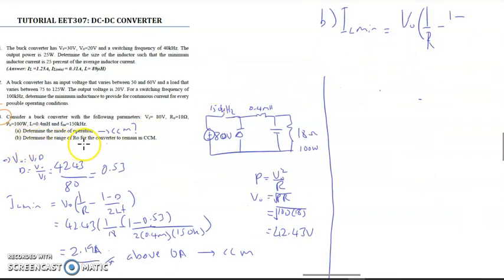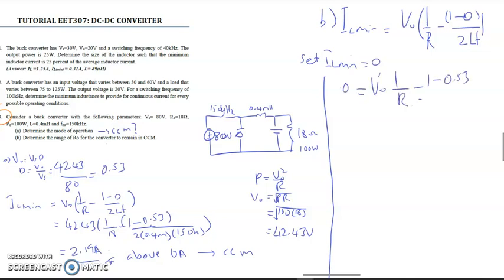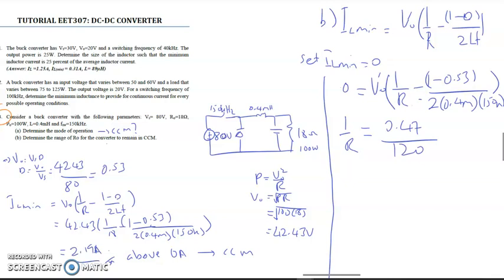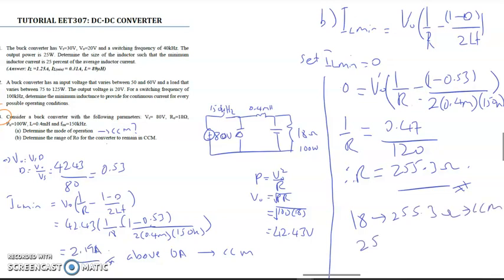So for part B, determine the range of resistor for the converter to remain in CCM. So we have here IL min equal to V out times 1 over R, the formula given here. So we set this IL min at 0, which means we calculate for R. So for R, with the given value of 0.4 millihenry and 150 kilohertz, we shall get R of 255.3 ohm. Means that for the range of 18 ohm up to 255.3, the converter will operate in CCM. Above it, or at that value, is the boundary.